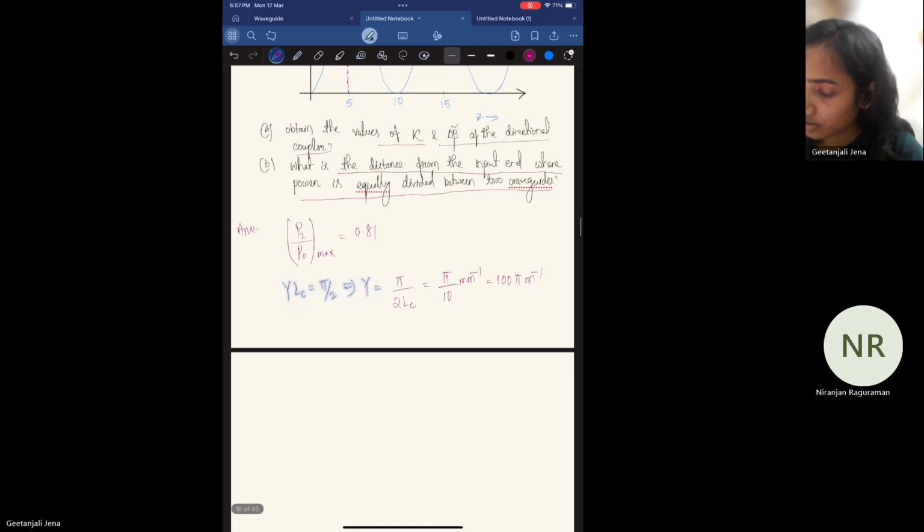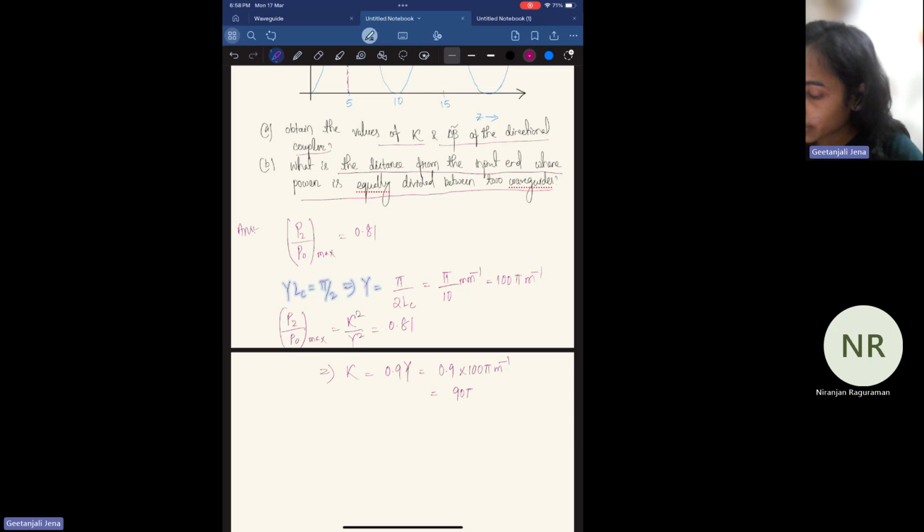And this P2 by P0 max, we have already seen. This is kappa square over gamma square, which is 0.81. So kappa is the square root of 0.81, which means 0.9 gamma. So gamma is 100 pi per meter, so kappa will be 90 pi per meter. So we got the value of kappa now.